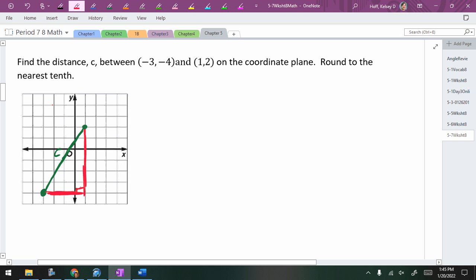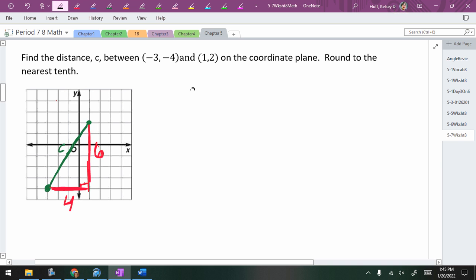What else do I need to know now? Or what is my next thing that I need to figure out? Very good. Count how many boxes tall, how many boxes wide. What you get? 4 wide and 6 tall. Okay? A squared plus B squared equals C squared. If you remember it, I'm good with it. What's your A? 6 squared plus 4 squared equals C squared. On your own, figure this out. Round it to the nearest tenth.